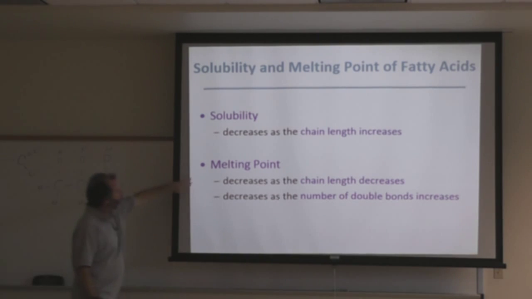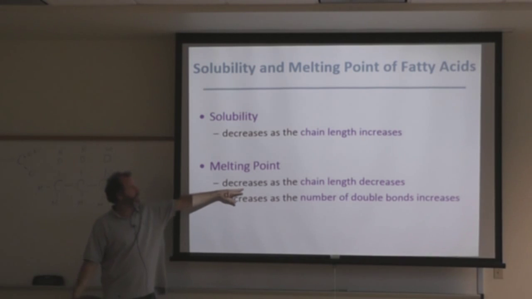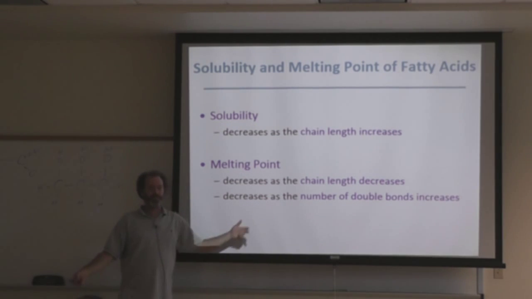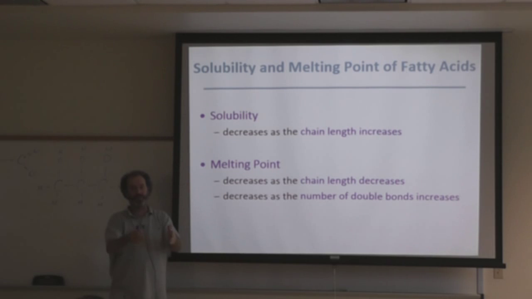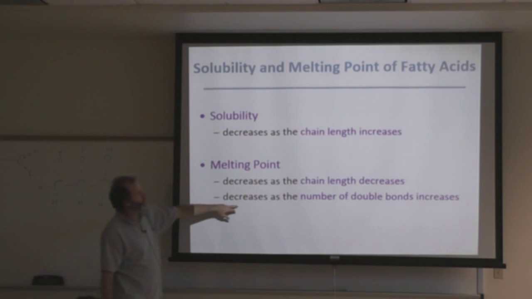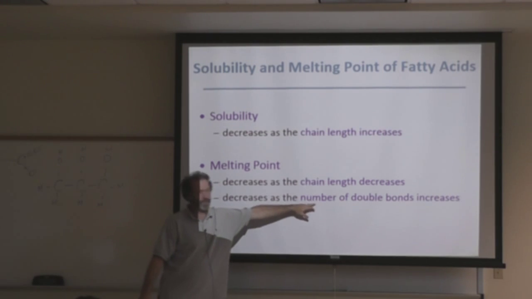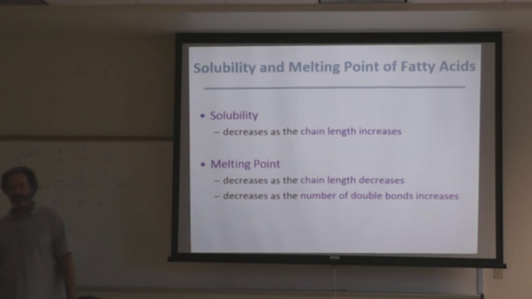So the melting point, basically, is going to decrease as the chain length decreases, and that's because of the van der Waals forces, right? Shorter chains mean the van der Waals forces will be lower, so you'll need less energy to split them apart. And the melting point also decreases as the number of double bonds increases. And why is that? Any ideas?